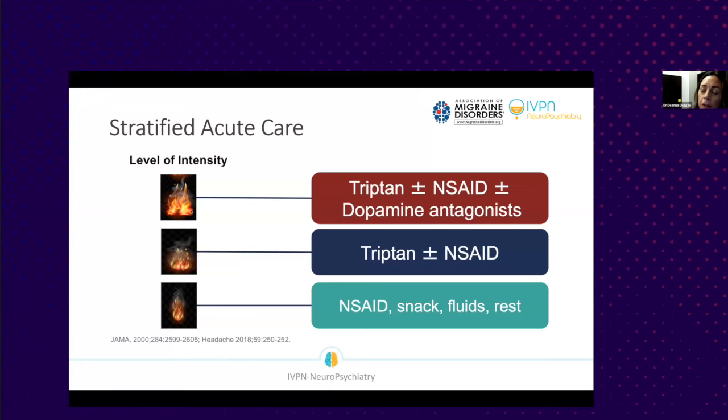Whereas if the migraine is already moderate to severe, we may consider giving them a Triptan, either alone or in combination with an NSAID. And then when the migraines are at their worst, specifically if they're associated with nausea and vomiting, then in addition to Triptan and NSAIDs, we can consider giving them a dopamine antagonist. Next slide.